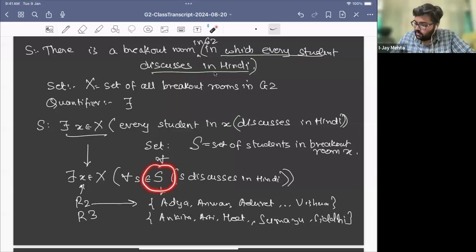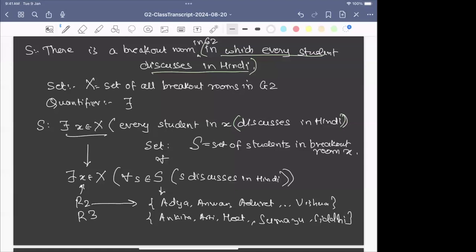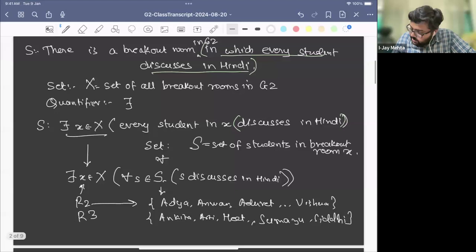Instead of S, it's not a single set. It depends on the room number, right? So what notation should we give? S with subscript X. Yes, S suffix X. Good, thank you, Charvi. So we are using S suffix X. Why are we using S suffix X?